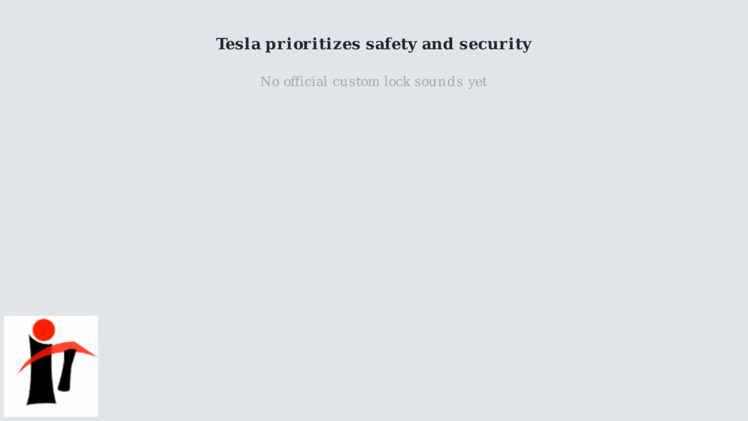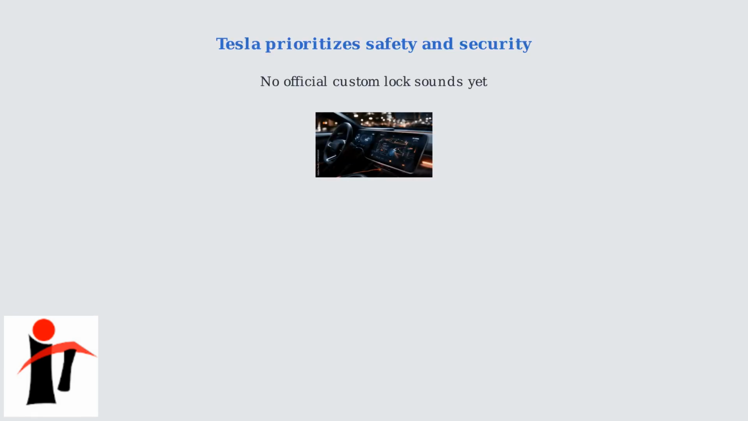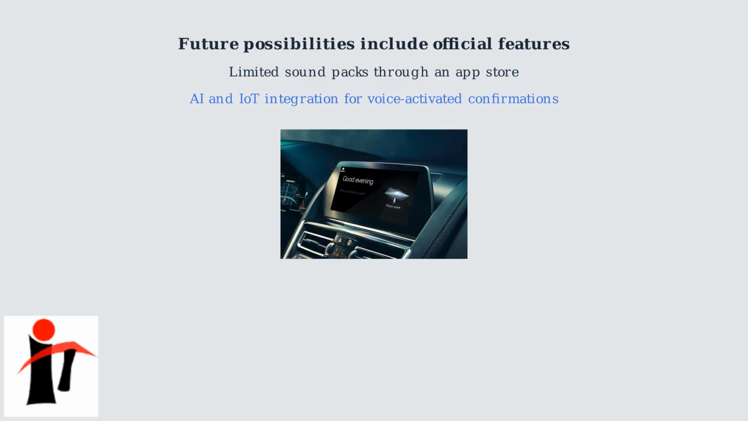While Tesla currently prioritizes safety and security over customization, they have not introduced official support for custom lock sounds. Future updates might include limited sound packs or official ways to customize lock sounds, possibly through an app store. AI and IoT integration could also bring features like voice-activated confirmations in the future.